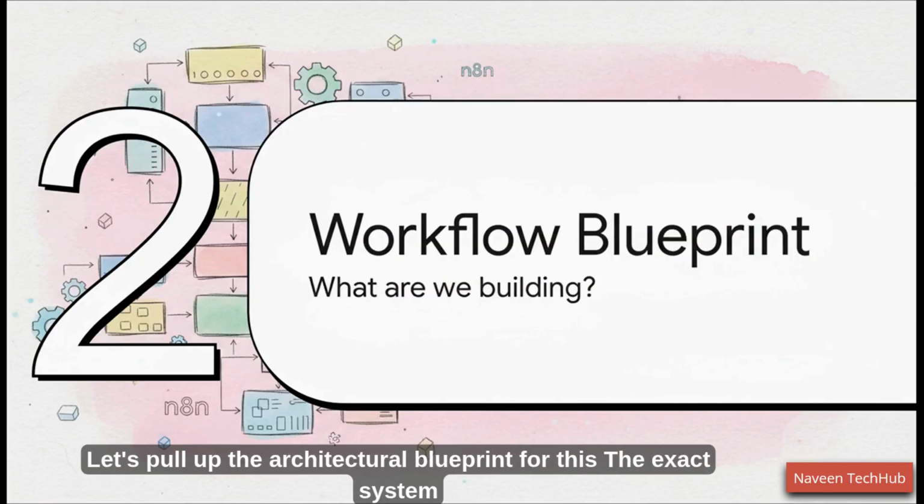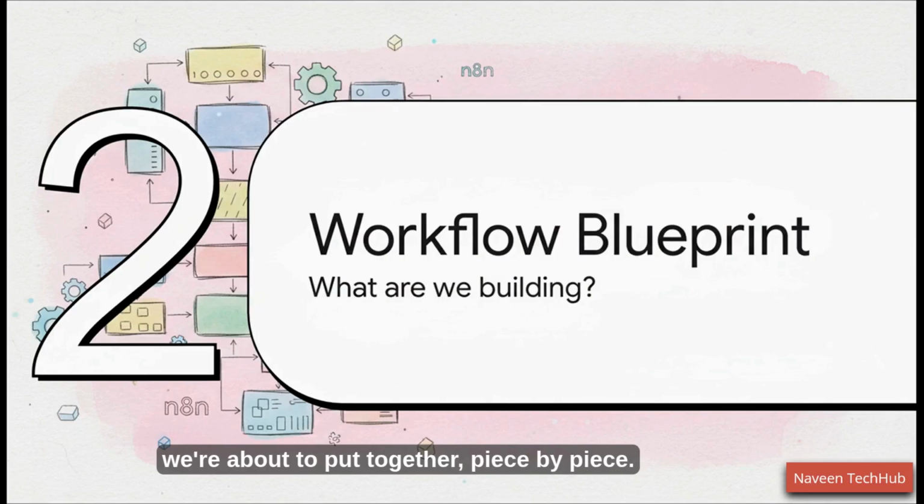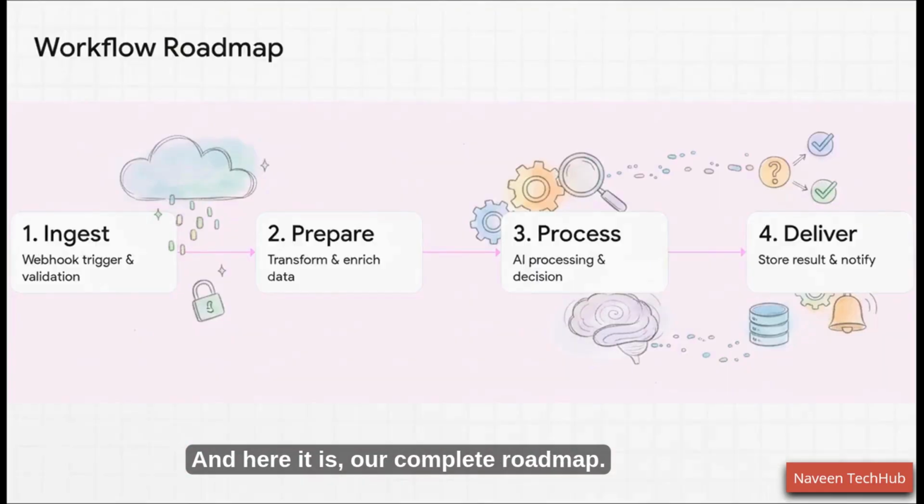All right, so now we know our building blocks. Let's pull up the architectural blueprint for the exact system we're about to put together, piece by piece. And here it is, our complete roadmap. Data comes in through a webhook trigger, we immediately validate it, then we'll transform and enrich it. From there, it gets handed off to an AI, hits a decision point, and finally gets stored before we send out a nice little notification.